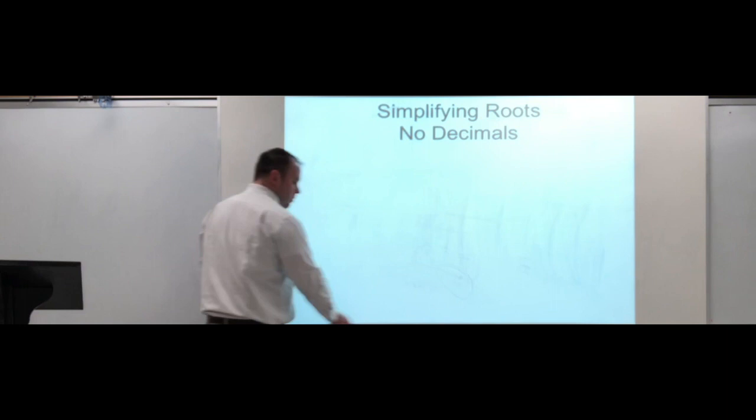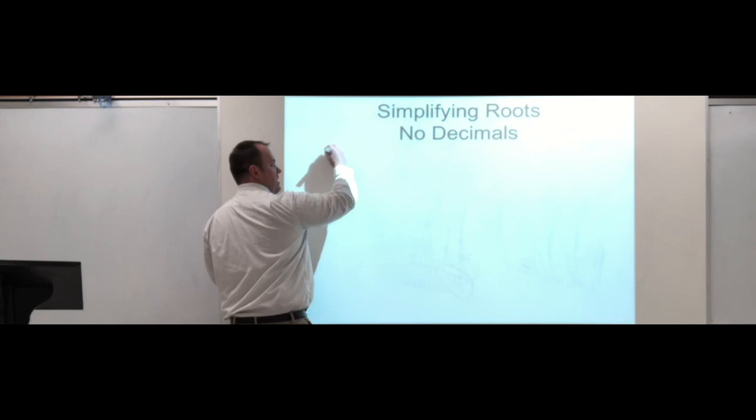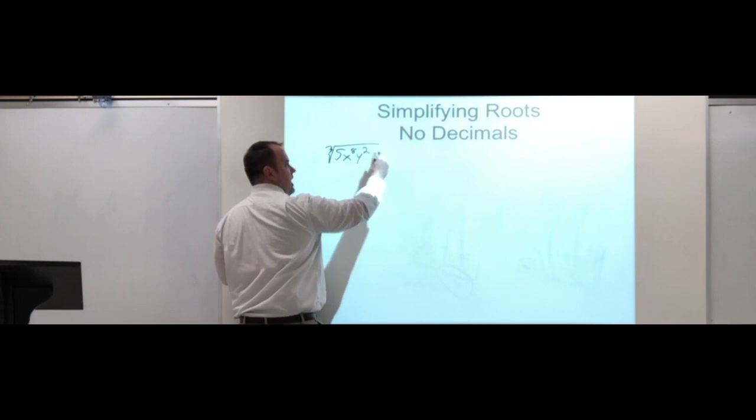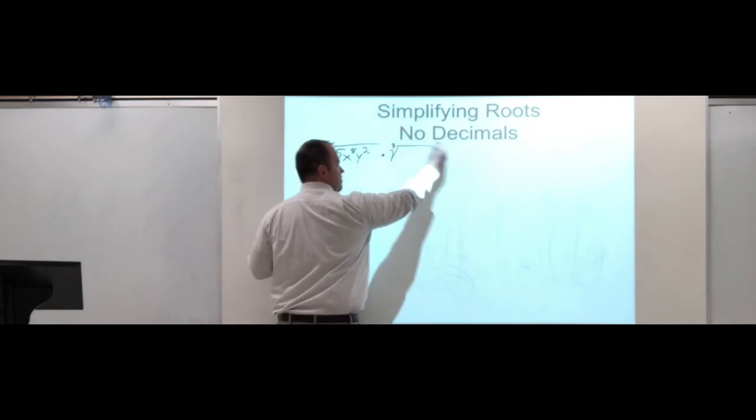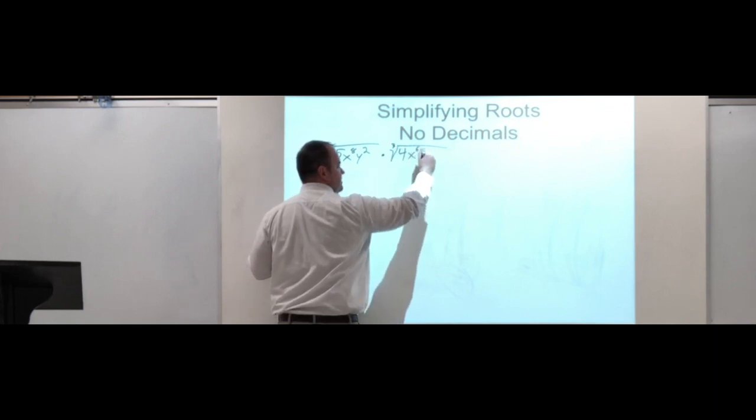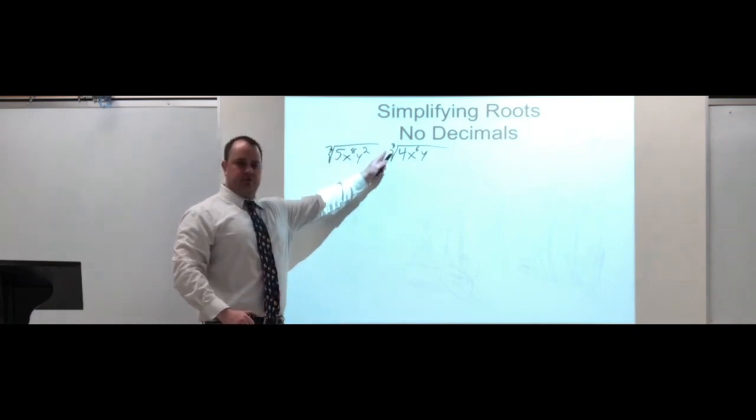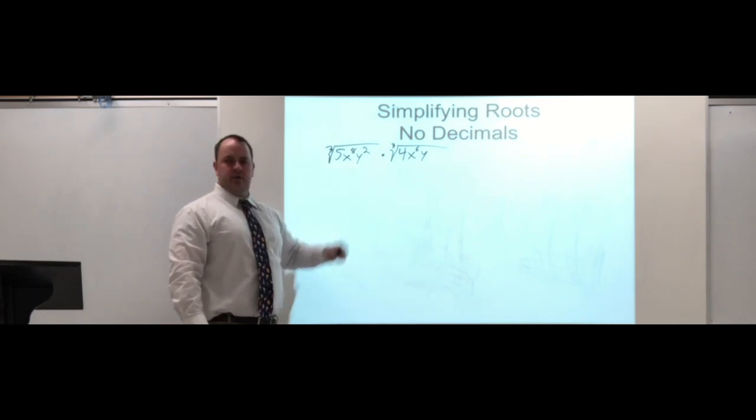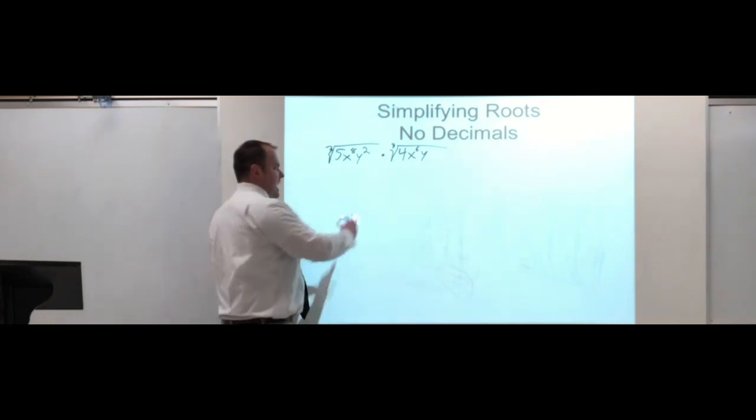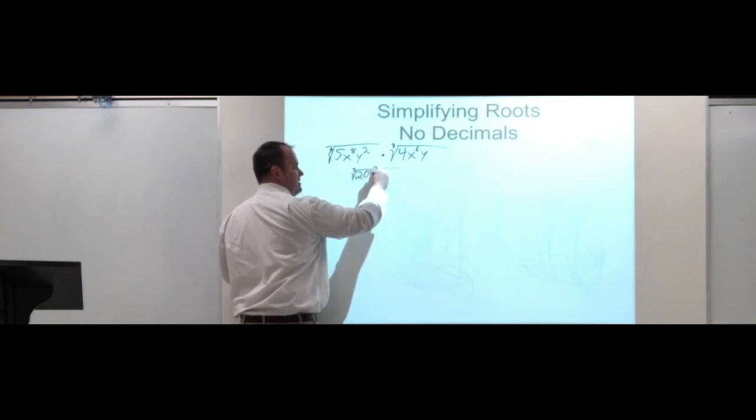Now, there's going to be times when you're going to have some radicals that are going to be multiplied together. So let's say I give you the cube root of 5x to the 8th y squared times the cube root of 4x to the 6th y. Now, since they both are cube roots, we can multiply what's inside the radicals. So we can rewrite this as the cube root of 20x to the 14th y cubed.